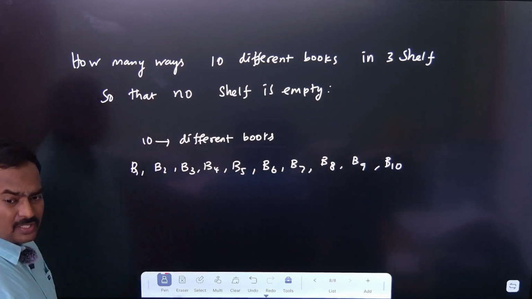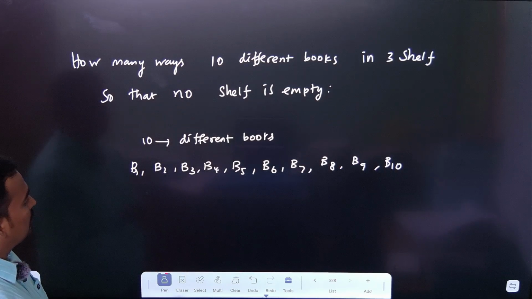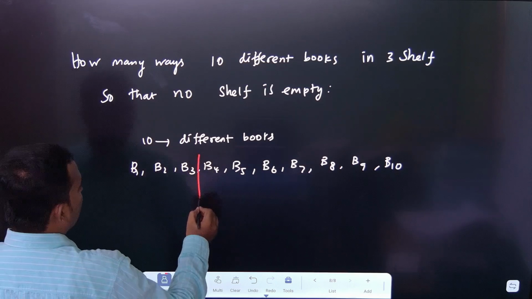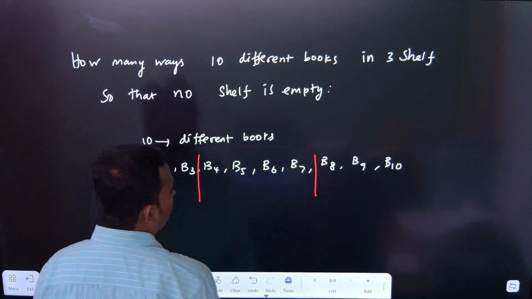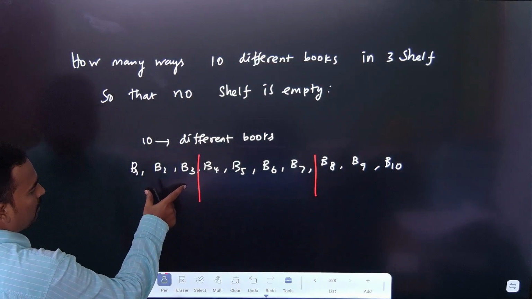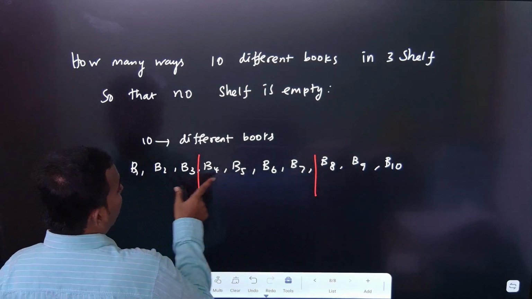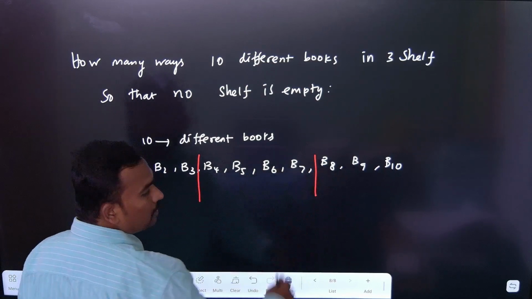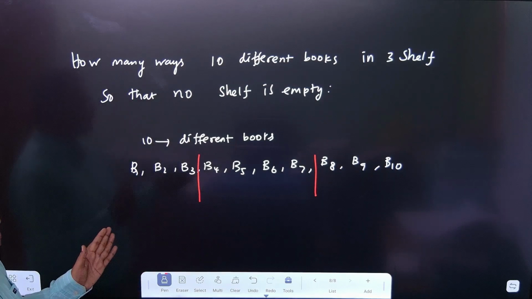Then how many bars are possible? Bar means division, right? Divide the group, right? How many are possible? 2 bars only. Let us take one after B3, then after B7 you can put another. You can see this is the first shelf, second shelf, third shelf, right? All are different and the box is also different, right?